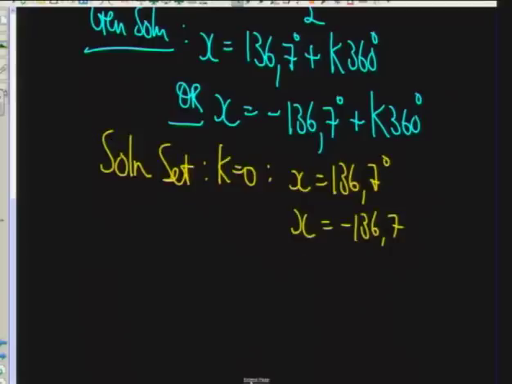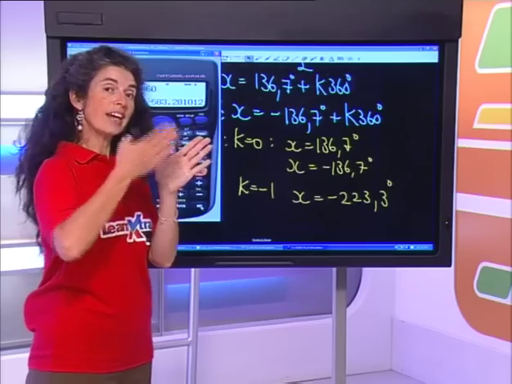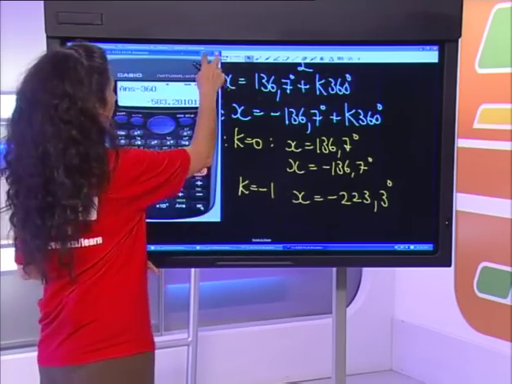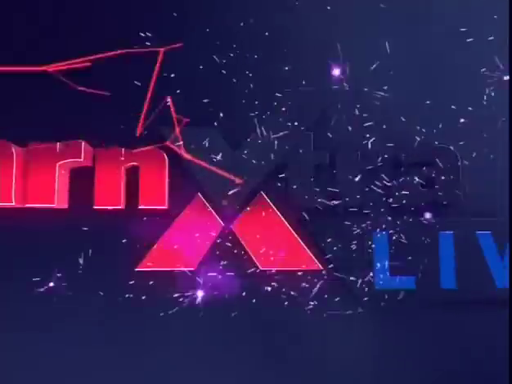So x, if k was negative 1, then x would be negative 223,3 degrees. Okay? And if I then subtracted another 360 from that, I would get negative 583, which now you can see it's outside of that 360. So I keep adding on multiples until such time as it's not within the set. So I would actually get 3 values that affect that domain.